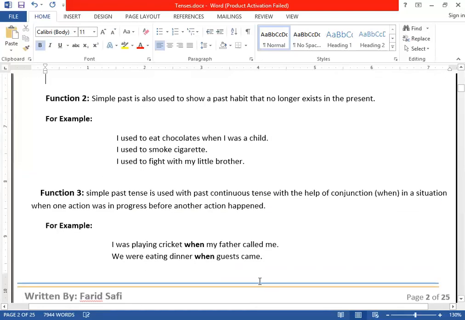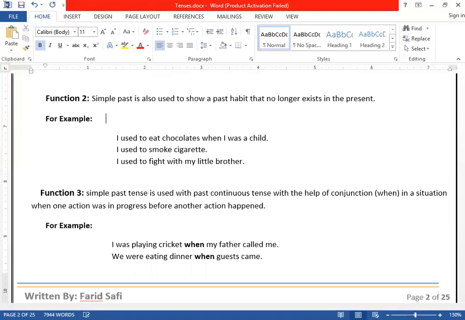The second function we have: simple past tense is also used to show past habits, clear, that no longer exist in the present. Remember, this topic is very important for IELTS students. The examiner can ask about your past habits. Remember, in the speaking test he will ask about your past habits. So whenever he asks about past habits, that is used in the simple past tense. In this case, we use used to.